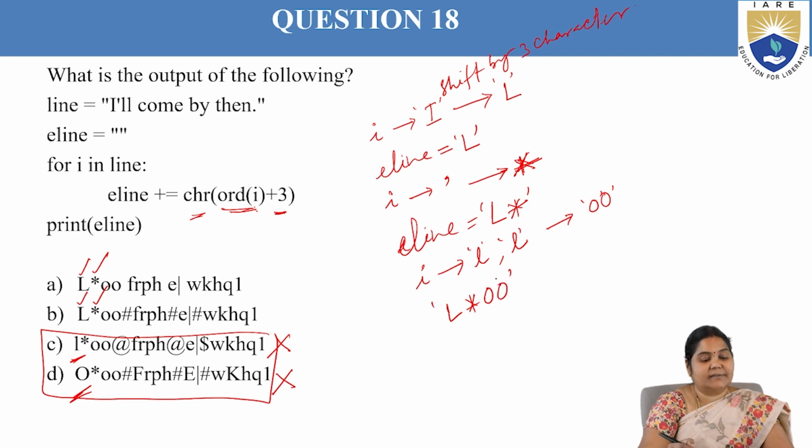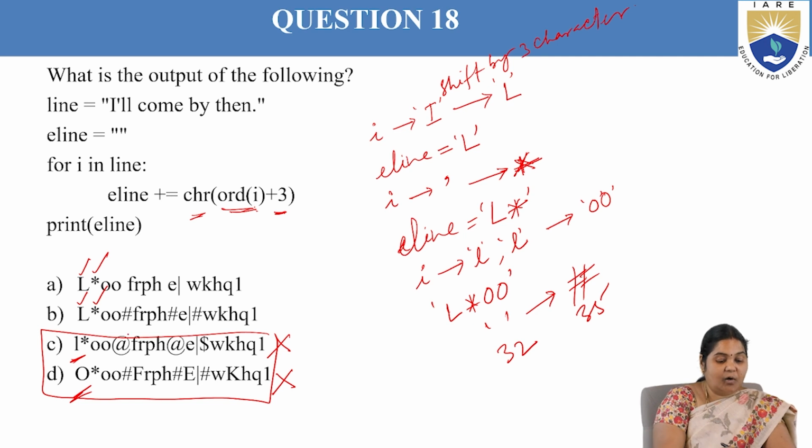Then there is a space. If there is a space, its ASCII value is 32, which is shifted by 3. So the empty space becomes a hash, because this is 32 ASCII value, 33, 34, 35. This is 35 ASCII value. So space becomes a hash.